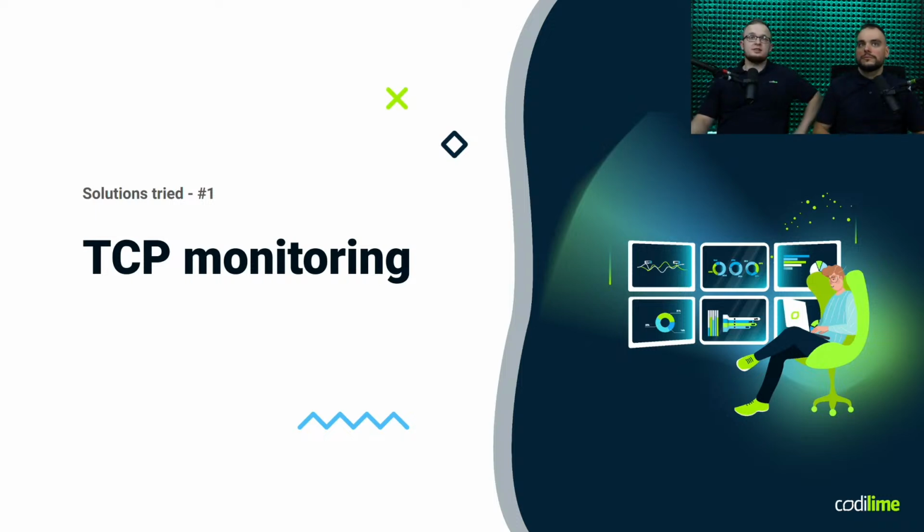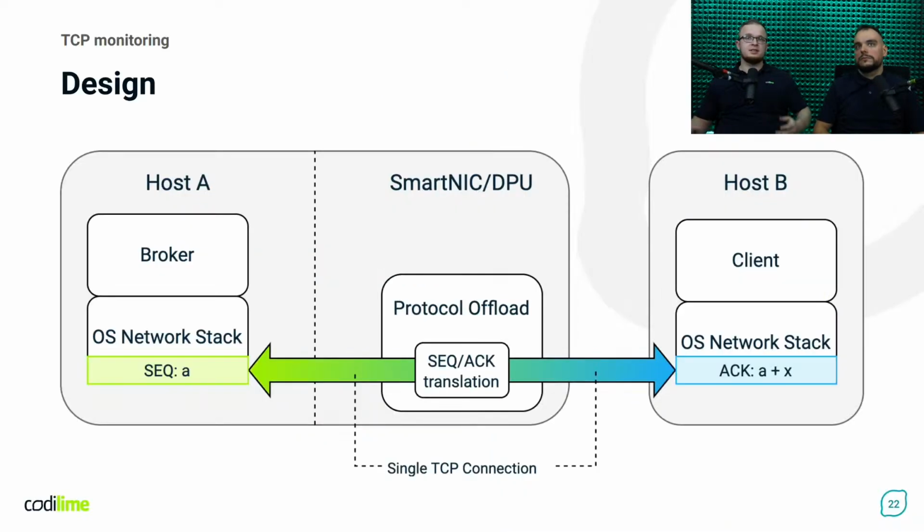Yeah, so we've actually tried to implement a couple of proof of concepts ourselves just to try out whether we can get any better than the reference solution, so basically a direct connection between the broker and the client. And the first thing we tried is to monitor the existing TCP connections. What we thought about was to introduce the offload in between the broker and the client. The packets that are going from subscriber to the broker, we're passing through the protocol offload.